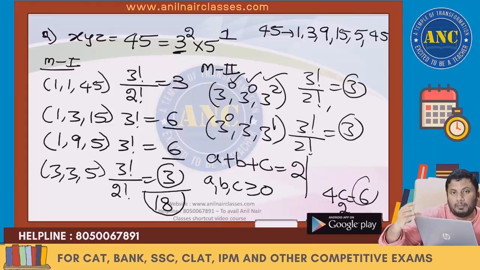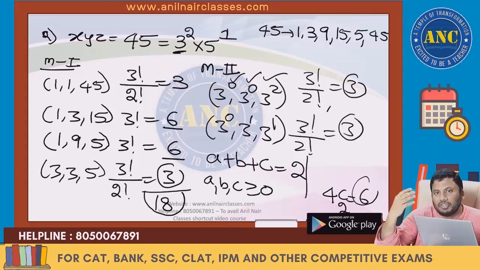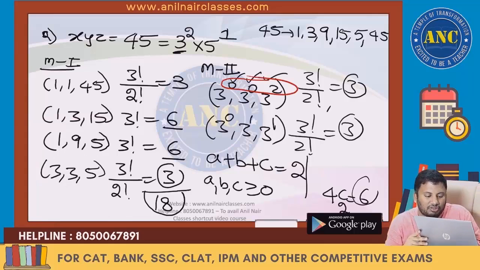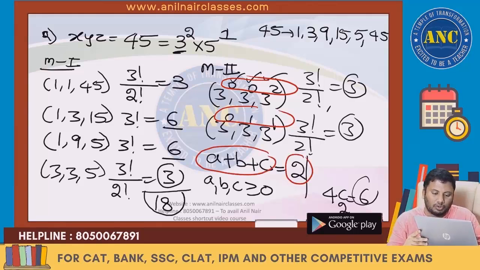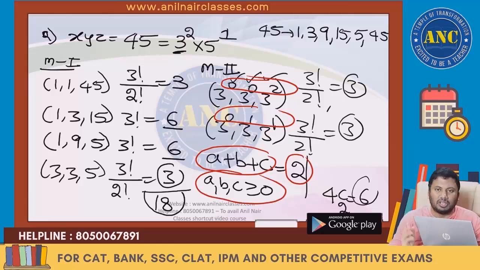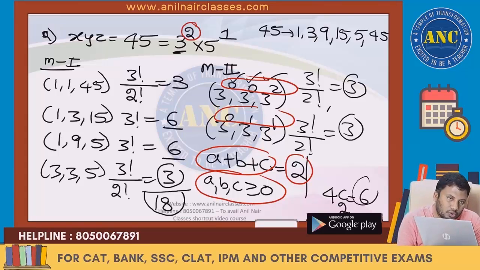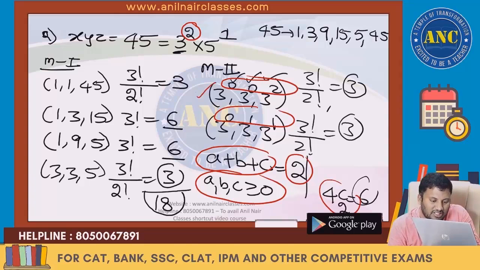3 power 2 can be distributed on XYZ as 3 power 0, 3 power 0, 3 power 2, or 3 power 0, 3 power 1, 3 power 1. If you observe, the sum of the powers is 2, and the powers can also take 0. Power sum should be equivalent to this power. A plus B plus C is 2, with A, B, C greater than or equal to 0. 2 plus 3 is 5. 4C2 is 6. That is for this number.